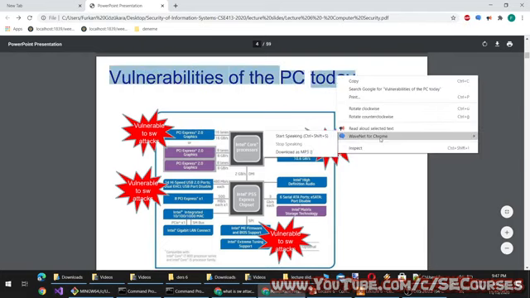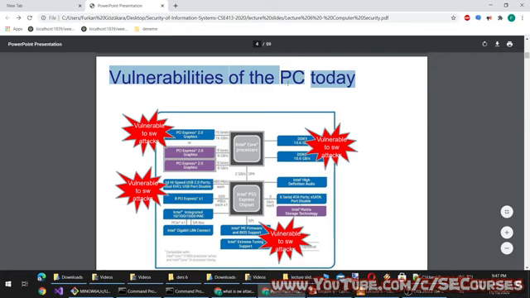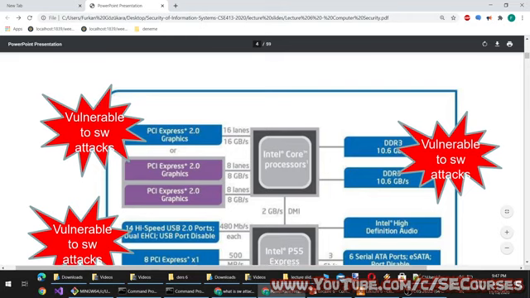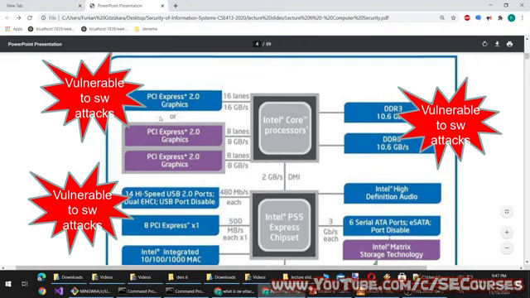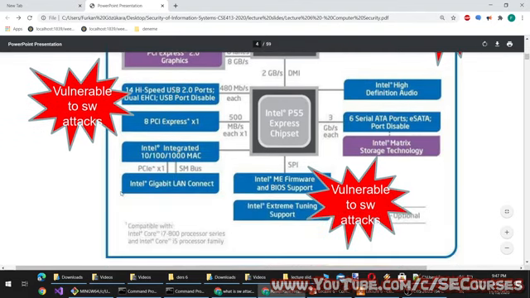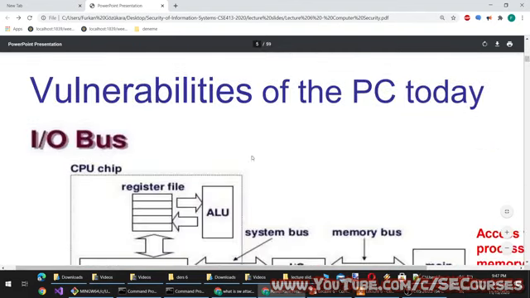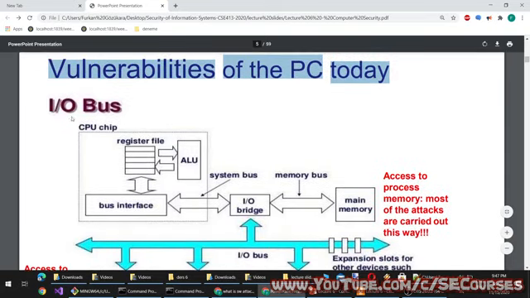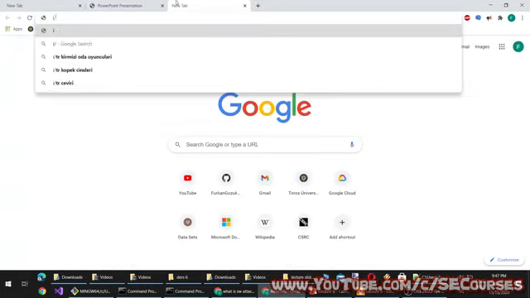So, the vulnerabilities of the PC today. You see what vulnerabilities there are. Vulnerable to software attacks, which are like PCI Express to graphic cards and high-speed USB ports and such things, as you can see. Vulnerabilities of the PC today. Okay, so this is the input-output bus. So what is the input-output bus?